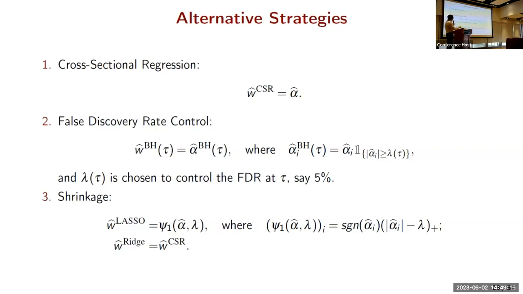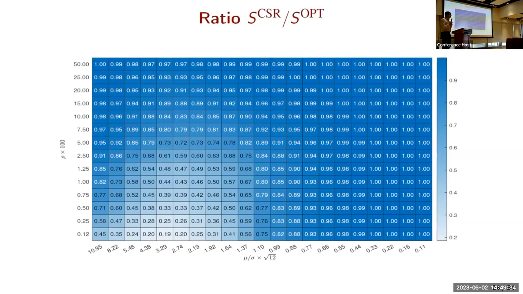Or some people suggest we should do false discovery control. You should find the threshold tau such that you only trade large enough alphas, ignoring all those that are smaller than tau, because you want to control false discoveries. Some may suggest using lasso. But in any case, it turns out none of these strategies are optimal, not surprisingly.